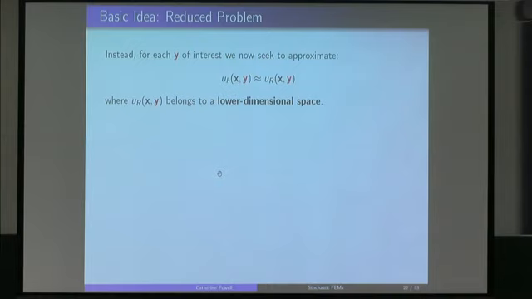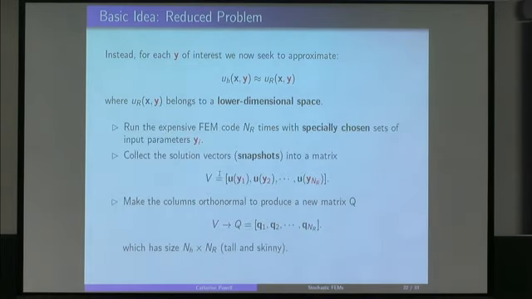Instead of trying to compute the finite element solution for lots of different choices of y, you're going to come up with a surrogate, which we'll call u_R, R for reduced, which will belong to a much lower dimensional space than the original finite element solution. Okay? So a finite element solution lives in a very high dimensional space because the basis functions are associated with a mesh. The finer the mesh you have, the higher the dimension of your approximation space.